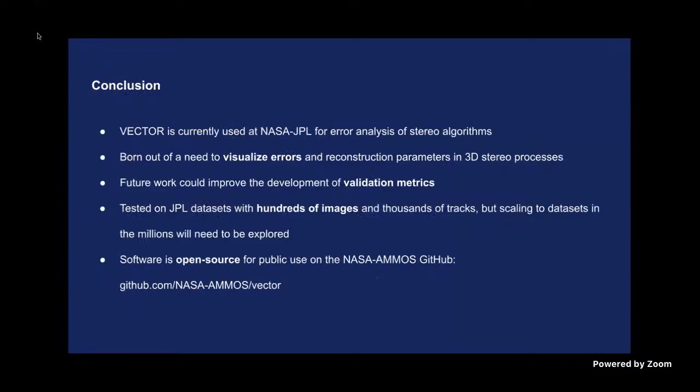In conclusion, Vector is currently used at JPL for error analysis of stereo algorithms. It was born out of a need to visualize errors and reconstruction parameters. There is future work to improve the iterative process between SLAM and Vector, as well as improve and provide more validation metrics. Vector has been used on datasets with hundreds of images and thousands of tracks, but there are areas of JPL and outside of JPL with millions of images, and so that would need to be further explored.